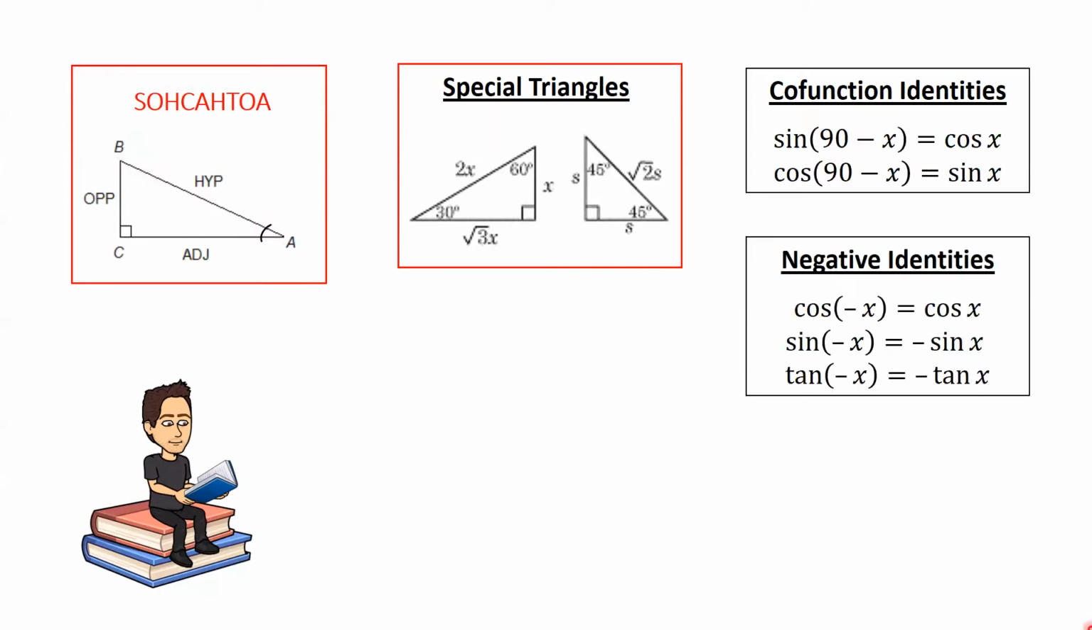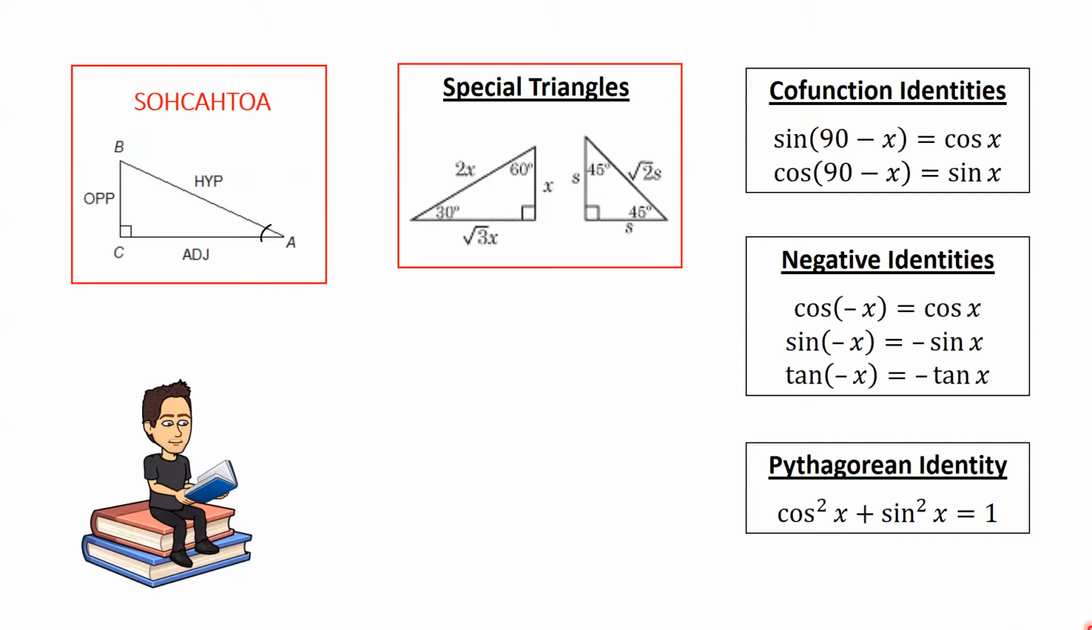Then we have the negative identities. For example, cosine of negative x equals cosine x. Those of you familiar with even and odd functions will recognize this is saying that cosine is an even function. And similarly, sine and tangent are odd functions. Sine of negative x is the negative of the sine of x, and similarly for tangent.